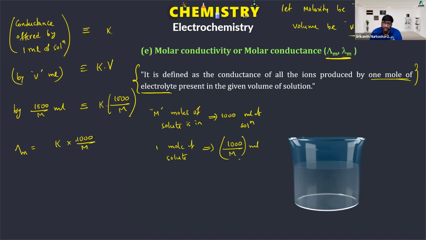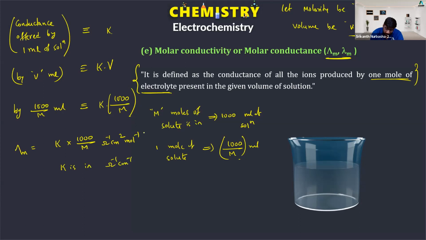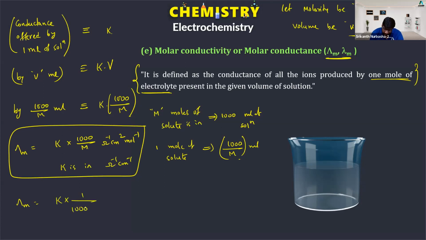What is the unit? Unit is very important: ohm inverse centimeter square mole inverse. This is the formula you have to use when K is in ohm inverse centimeter inverse. Molar conductance is equal to K into 1 by 1000 M, in ohm inverse meter square mole inverse. This is the formula I have to use where K is in ohm inverse meter inverse.